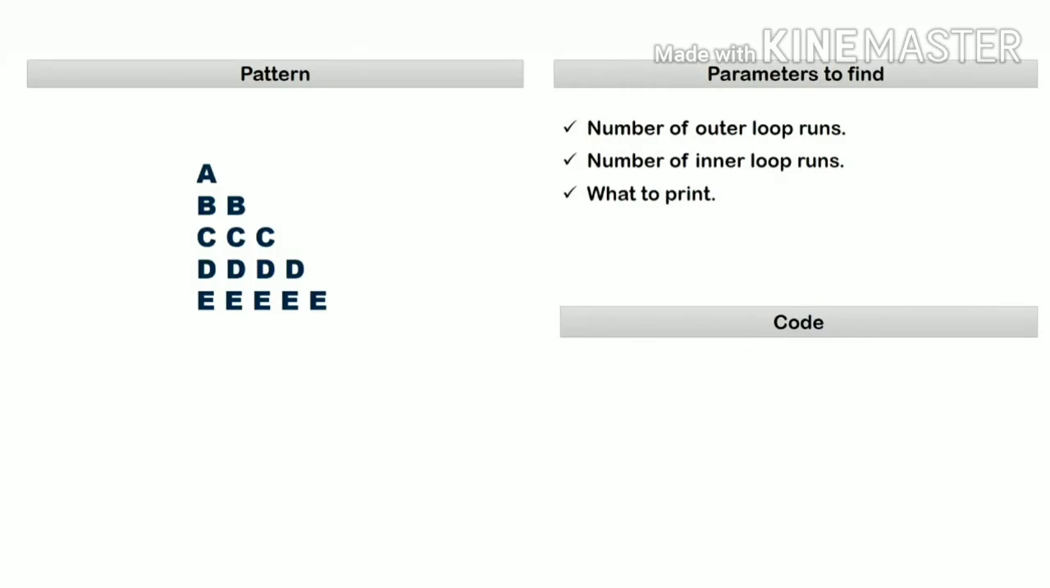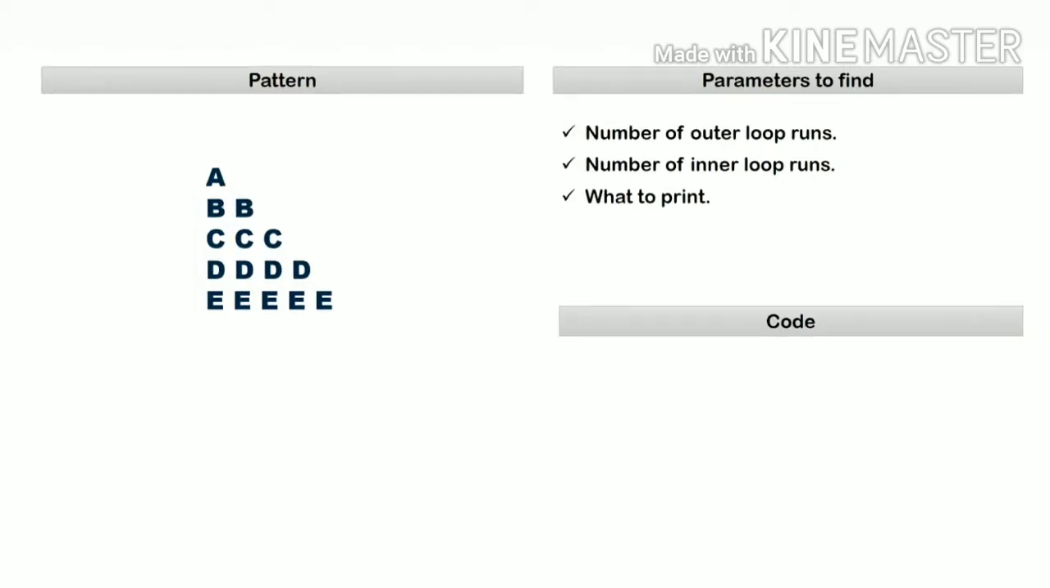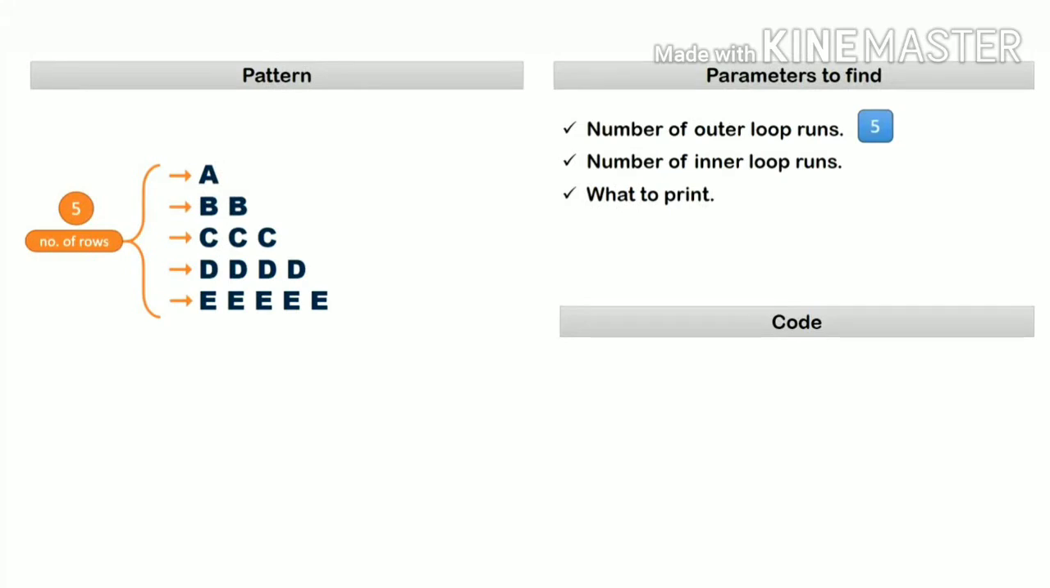The number of outer loop runs is on the basis of the number of rows. As you are looking, the number of rows are 1, 2, 3, 4 and 5. The outer loop will run 5 times. To print the character pattern, we can take two methods. One method is ASCII value, and the other method is direct.